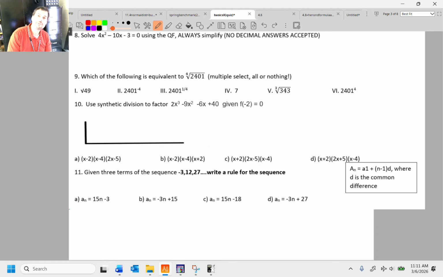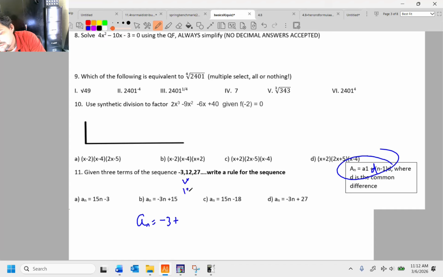Given 3 terms of the sequence, -3, 12, 27, write a rule. It's legit right there. The nth term must be the first term of -3 plus the difference. I'll put the d over here, which is 15, kids. We add 15 to -3 to become a 12 times n minus 1. And then we do the old distributive property. We get 15n minus 15. Still got -3 out front. And if we put a -3 and a -15 together, we get a -18.